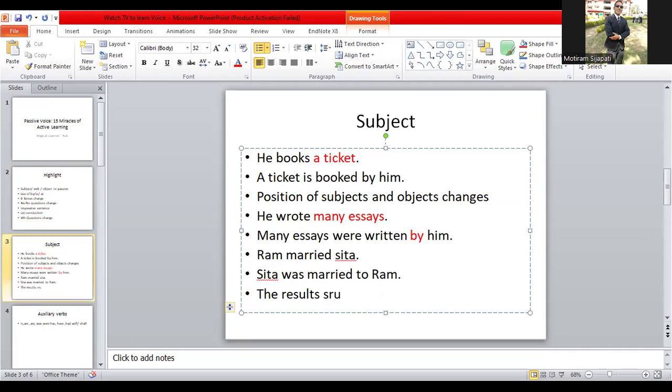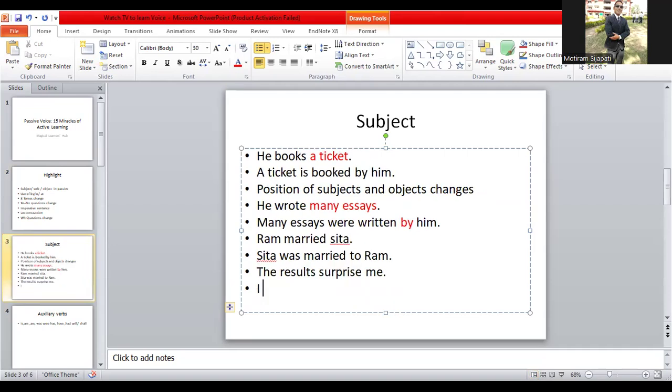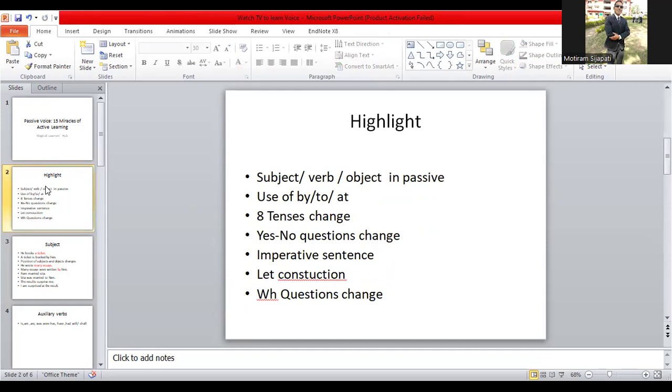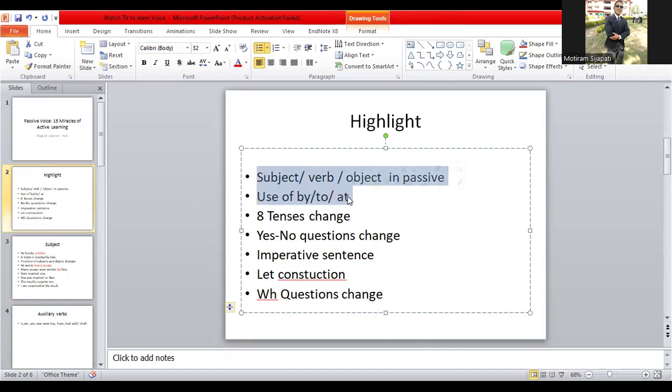The result surprises me. Surprise, surprise me. Here we can use at. I am surprised at the result. So here we use what? At. So the first thing I talked about, subject, verb, object in passive voice and use of by, to, at, we have finished this item. This item has been dealt with well.